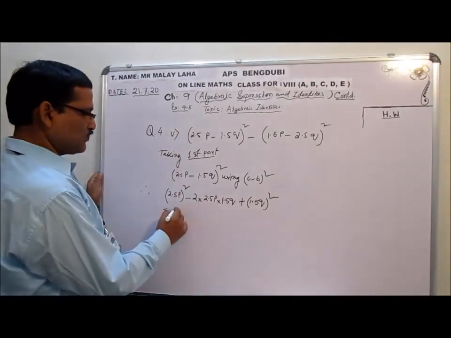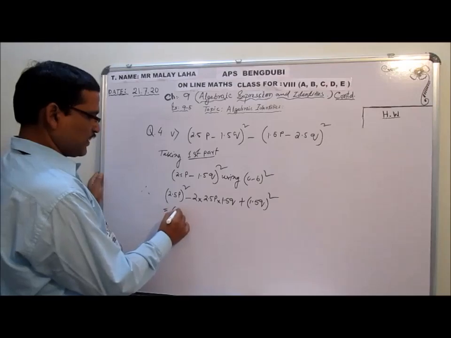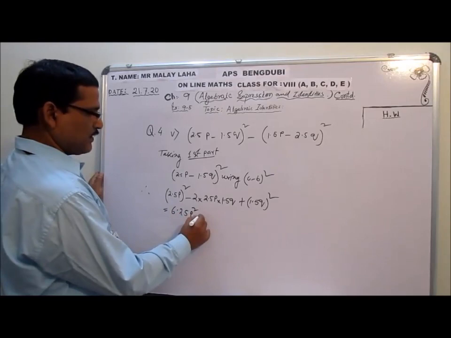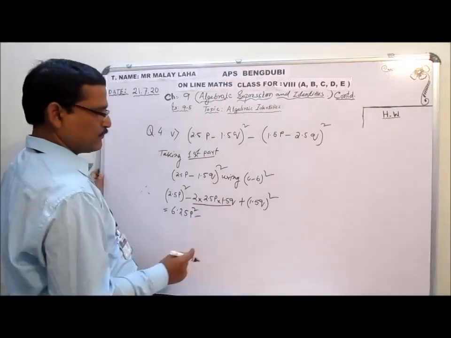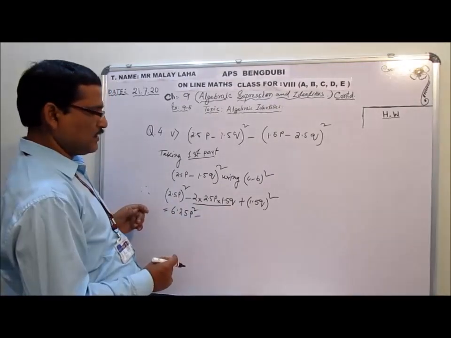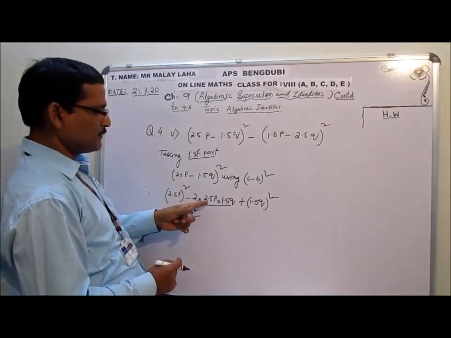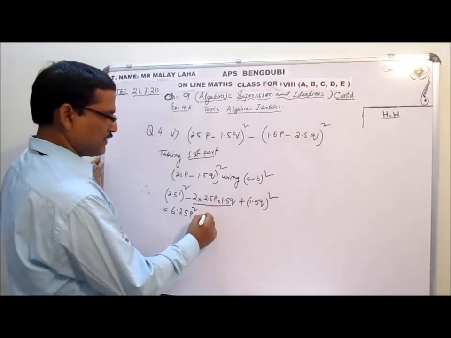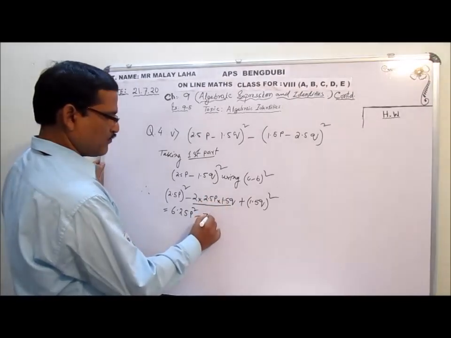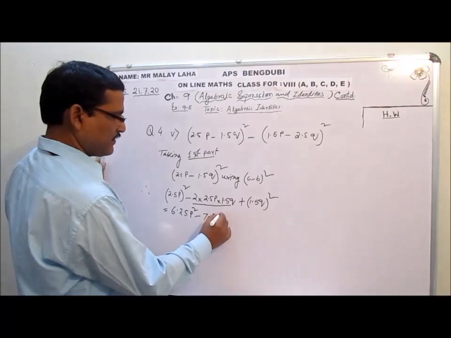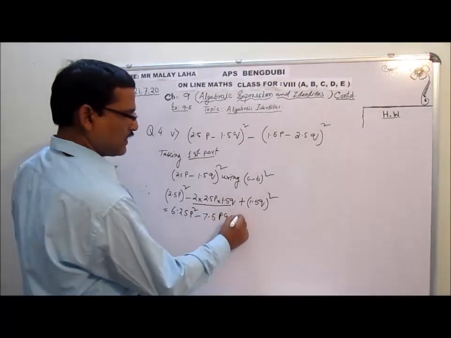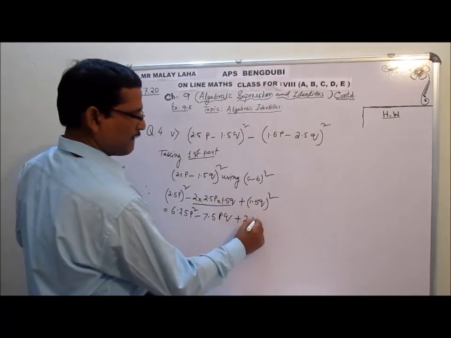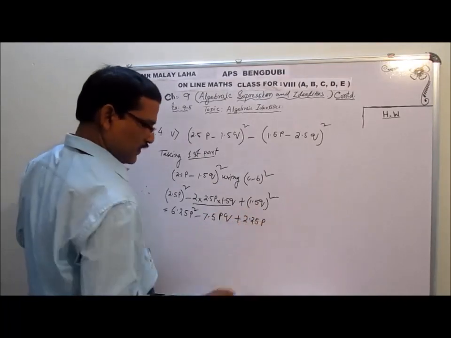2.5 times 2.5 is 6.25, so 6.25 p square, decimal part is there. Minus, what is the product of this? 2.5 into 1.5 into 2 is 7.5, so 7.5 pq, plus 1.5 square is 2.25 q square.